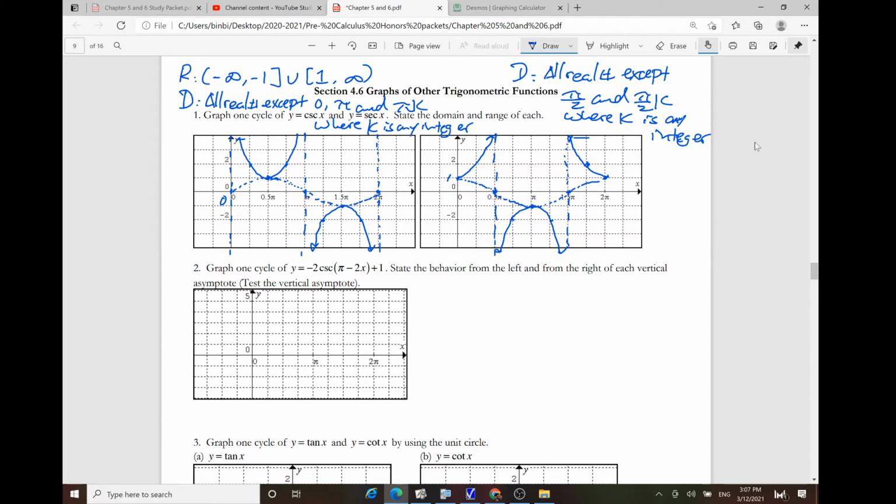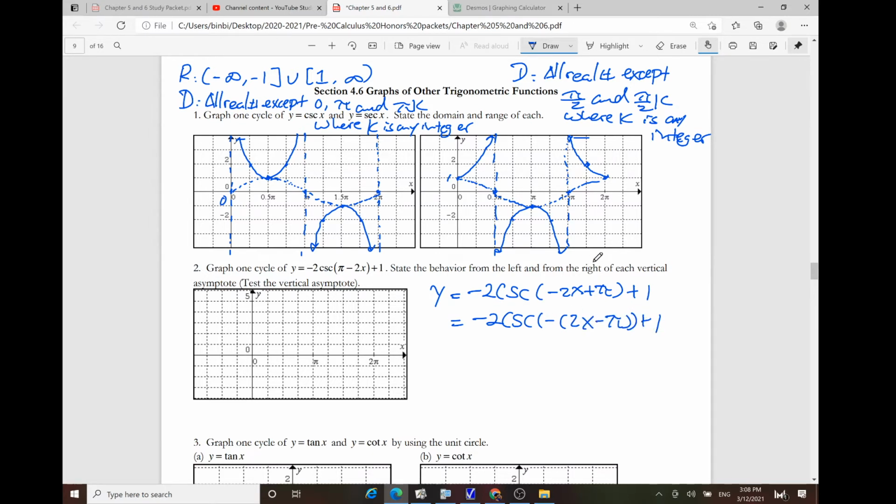Okay, so now let's see what else. Graph one cycle of y equals negative cosecant of pi minus 2x plus 1. State the behavior from the left and from the right of each vertical asymptote. So first thing that you want to do is rewrite it in the factored form. This one could be written as negative cosecant of, let's just swap that, negative 2x and pi. Just swap that because addition is commutative, and also take out the negative sign. So what we found here is negative 2x minus pi.